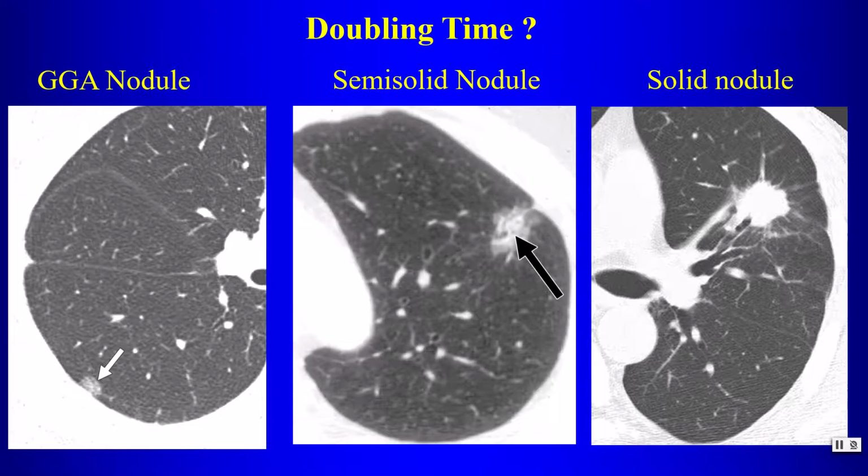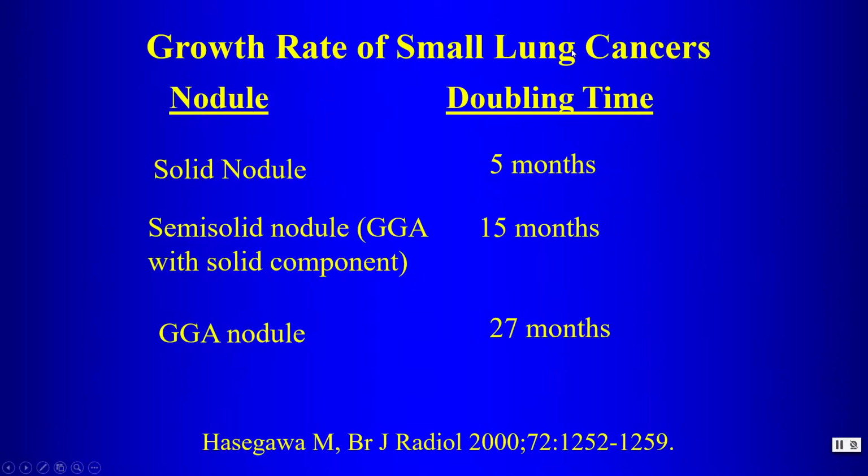Now, if I show you 3 different types of nodules, this nodule is purely ground glass attenuation. This nodule is semi-solid, meaning that there is a small solid area within the nodule. The rest of it is ground glass, and this nodule is mostly purely solid. So which one of these would have the shortest doubling time, and which one of these would have the longest doubling time, if you had to guess? And the answer is that the solid nodule will have the shortest doubling time.